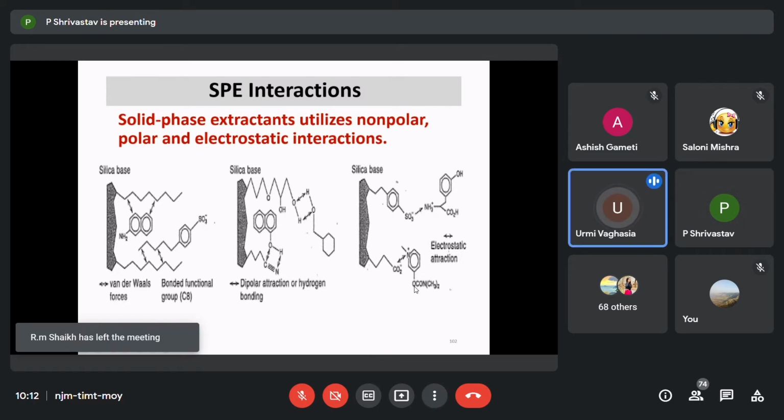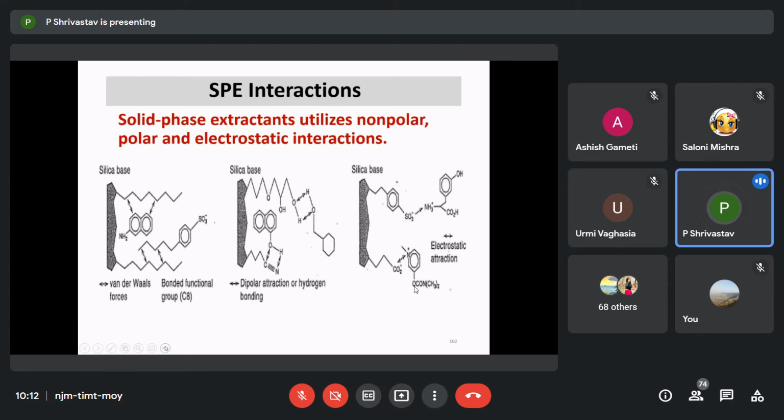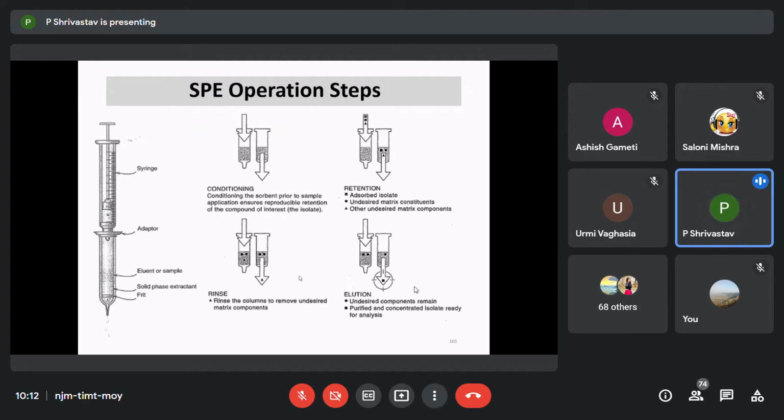Sir, can you repeat the steps of solid phase extraction? Which one? Four steps: conditioning, retention, or... Okay. Yes. And who are you? Can I know your name? Urmi. Okay, Urmi. You are talking about these four steps.